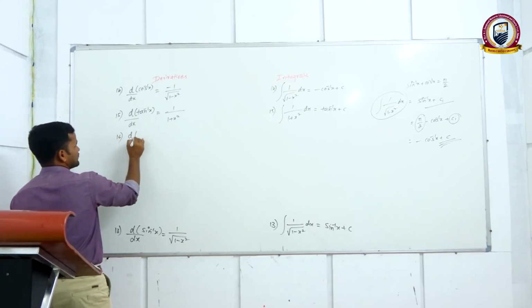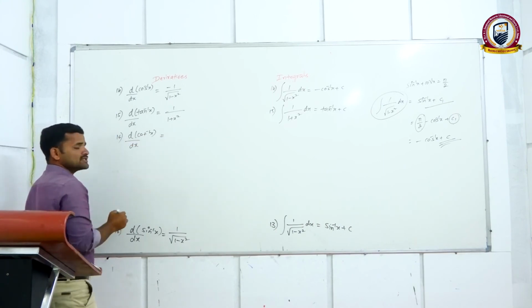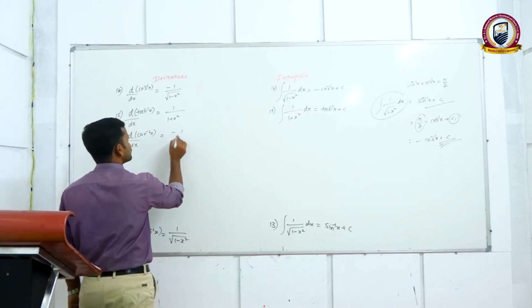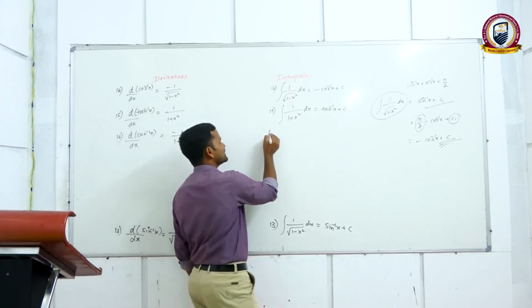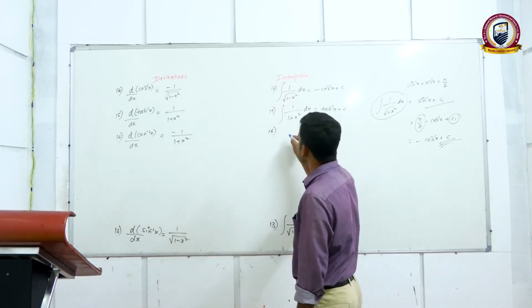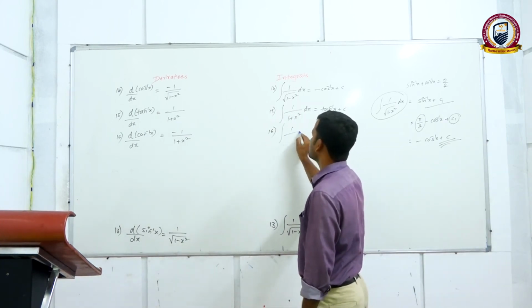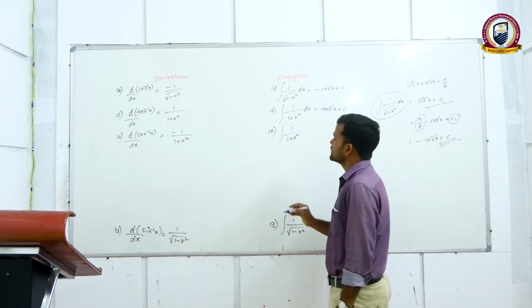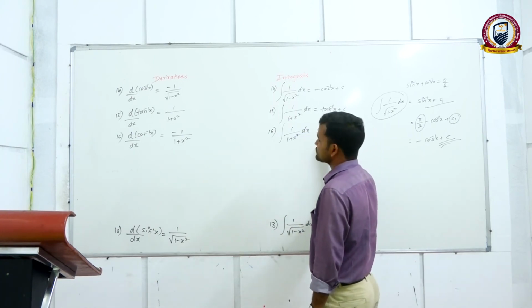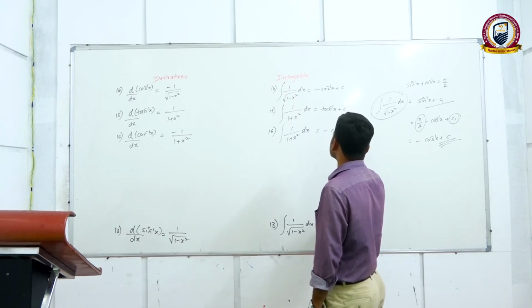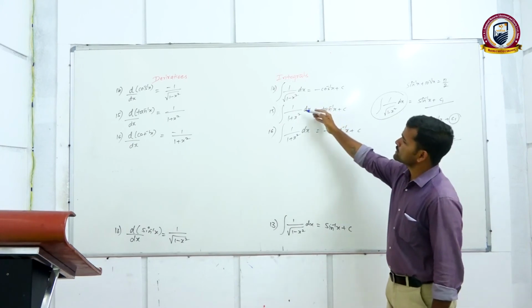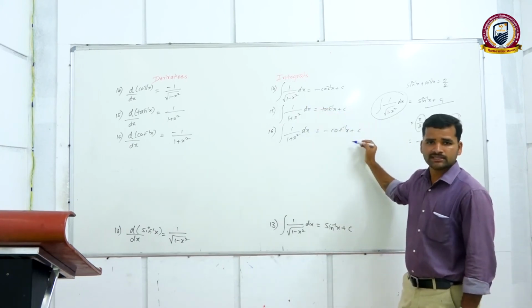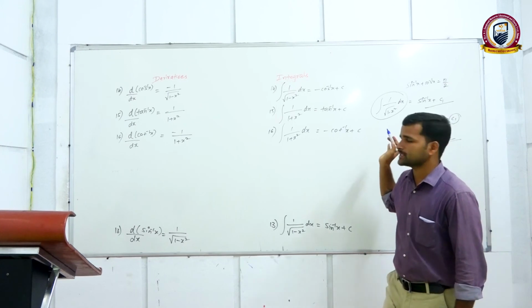16th one, differentiation of cot inverse of x with respect to x. Differentiation of cot inverse of x, all of us know, is minus 1 by 1 plus x square. I can write here formula number 16 as integral of 1 by 1 plus x square with respect to x, which is equal to minus cot inverse of x plus c. Again, you can observe here, for the single problem we are getting two answers. This follows the concept I explained.